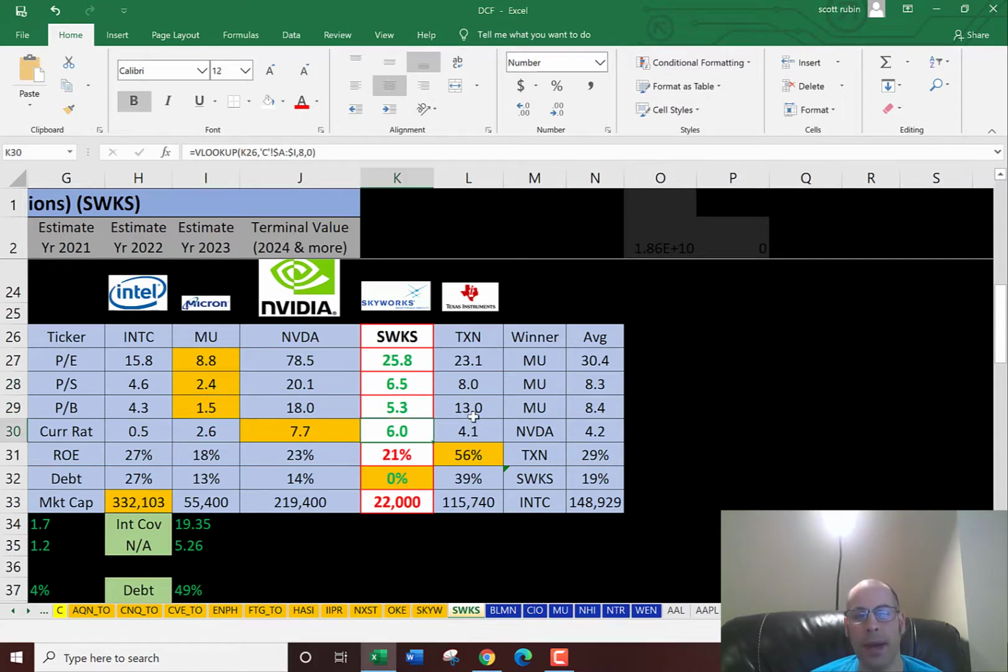All companies appear to have a pretty high current ratio except Intel, which is below 1. The average ROE is 29%. Skyworks is lower than the average, and Texas Instruments is the best in that category at 56%. So they're providing their equity holders a great return. Skyworks is the only company that's debt-free, so that's a really good sign when investing in a company. And they're the smallest company of the bunch at 22 billion market cap.